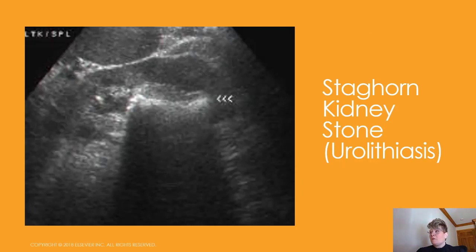We mentioned those staghorn calculi. Remember, they are highly associated with xanthogranulomatous pyelonephritis. But here we have one. We can see the very anterior border of it, and then just like bones, we get lots of shadowing beneath it here. So that staghorn calculus fills in the whole pelvic area.